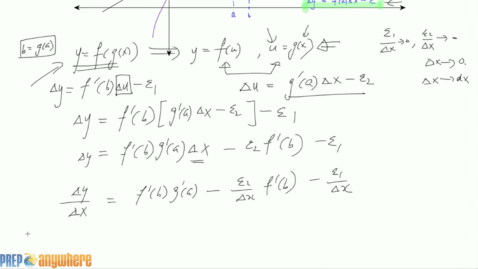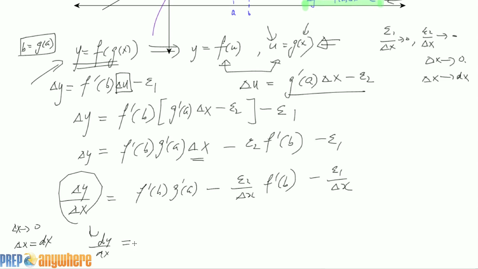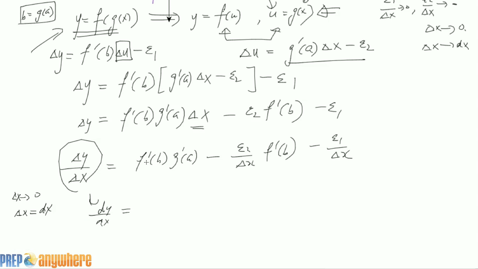So now let's let delta x approach 0. When delta x approaches 0, delta x is essentially equal to dx. So this will become dy over dx. So what we have here is f prime at b. Now b, I'm going to replace with what we have up here, f prime at g at a, times g prime at a, and note that the small error divided by delta x is going to approach 0.